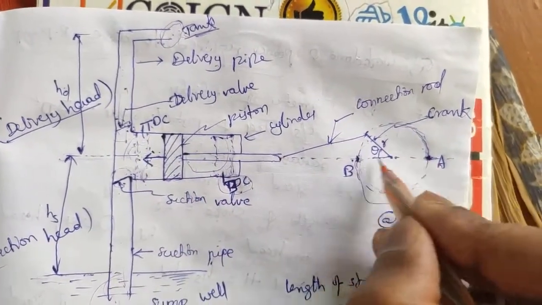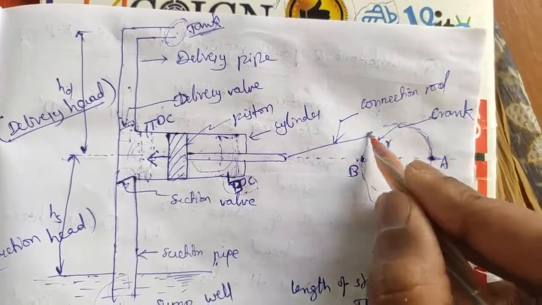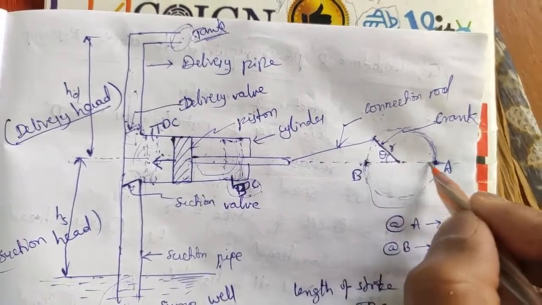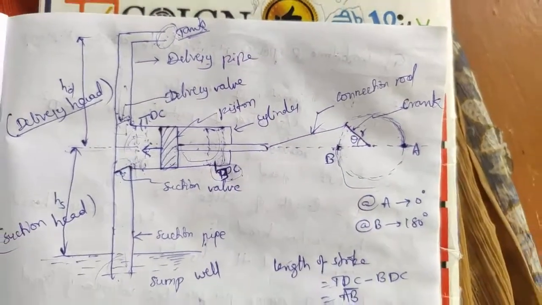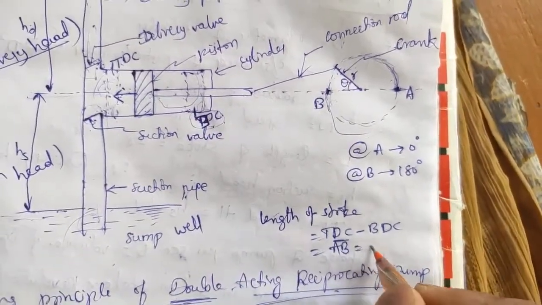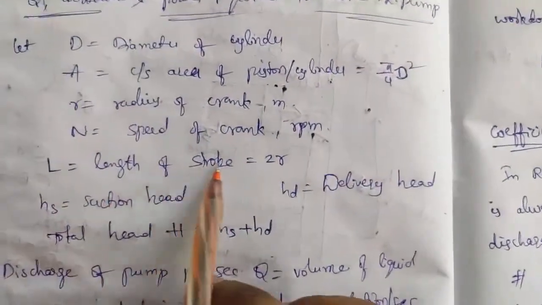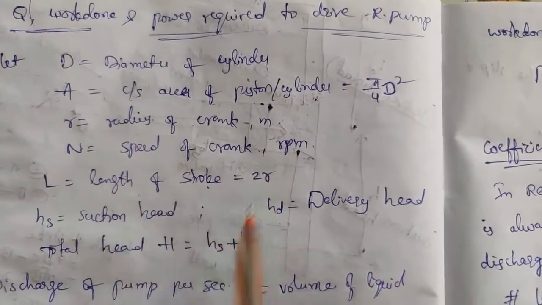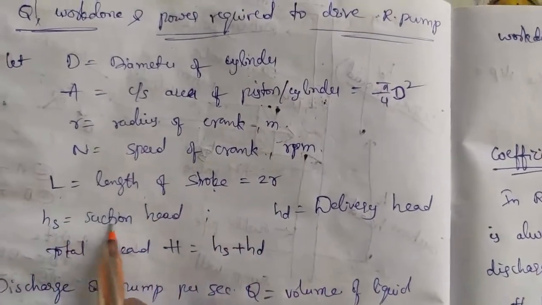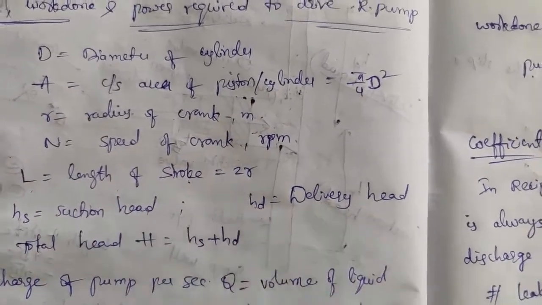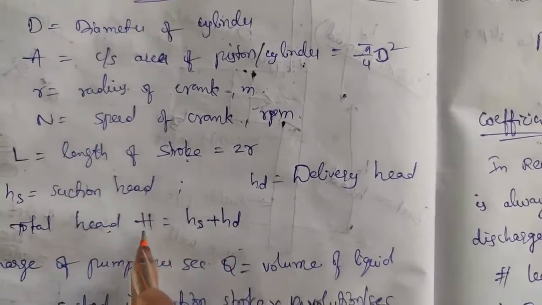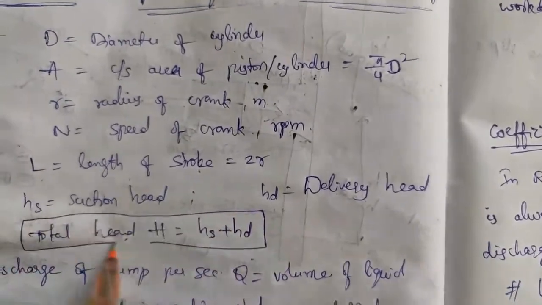The distance between AB means the diameter of this circle. This is the radius, so the diameter means 2R. Here the same thing I have written: L equal to length of stroke, that equals 2R. HS is the suction head, already discussed, and HD is the delivery head. So for the total head, H equals HS plus HD.